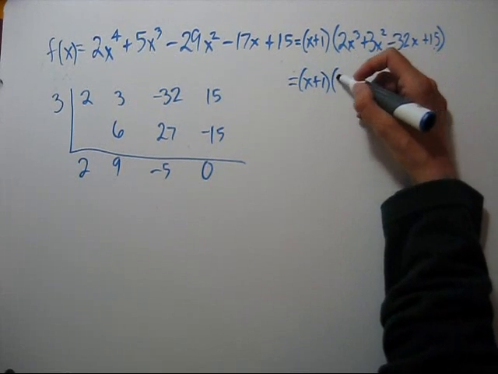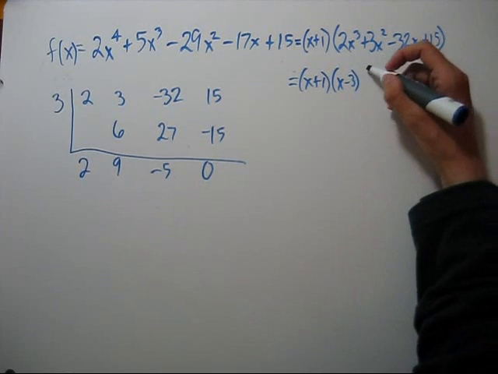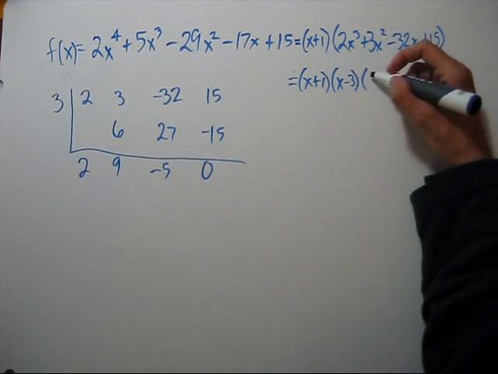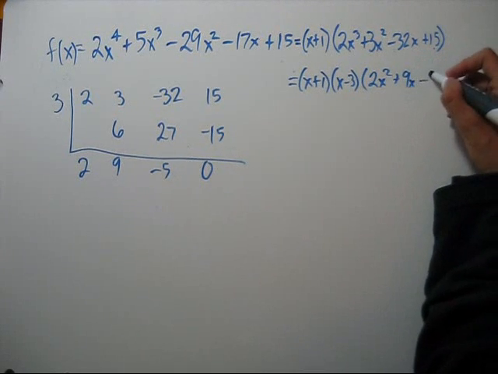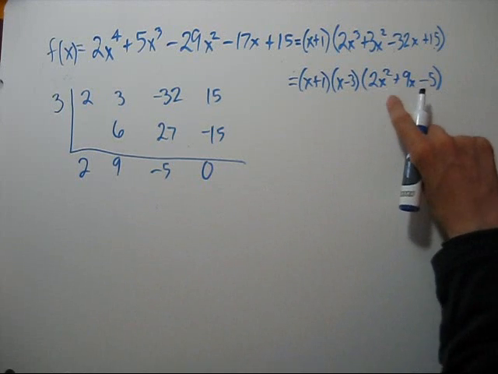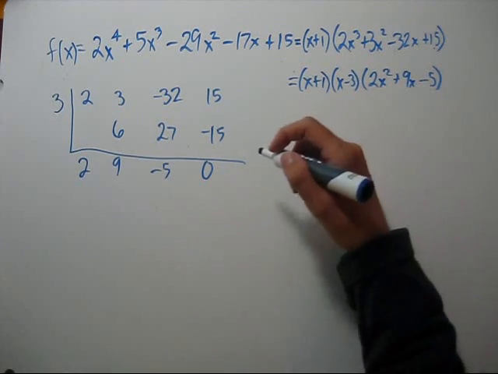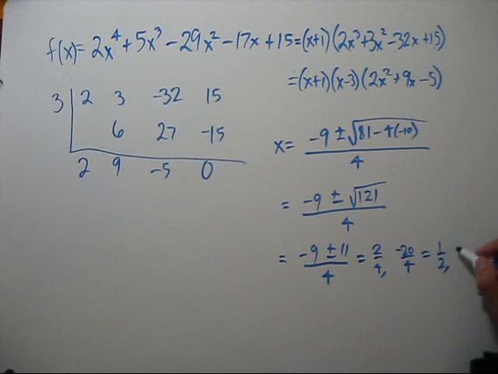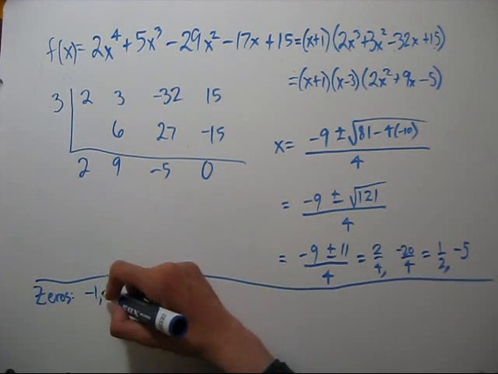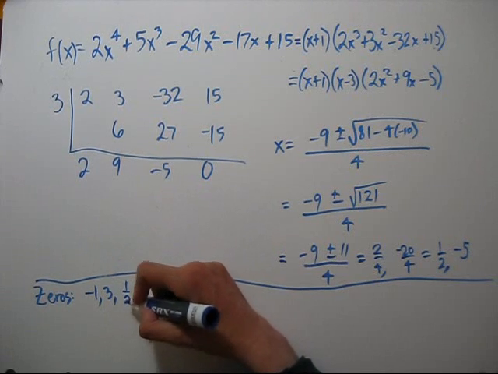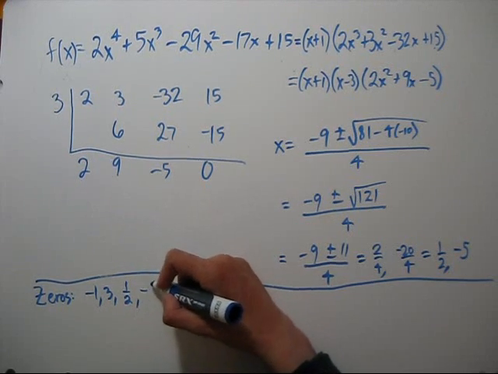So now we can break this down even further. We have x plus 1, x minus 3, and from our coefficients here, we have 2x squared plus 9x minus 5. Well, this is a quadratic equation, and we can use the quadratic formula for that. Get 1/2 and negative 5. So now the original question asked for zeros and also for the factored form of f of x. So our zeros are negative 1, 3, 1/2, and negative 5.